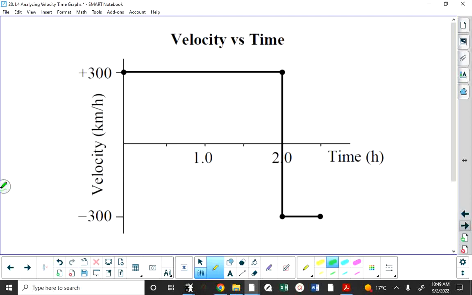I think everybody's aware there's something a little goofy with this graph. You can't go from flying 300 kilometers per hour in one direction to instantaneously flying 300 in the other. There's got to be a slowing down in that direction and a changing direction, or a general change in direction.